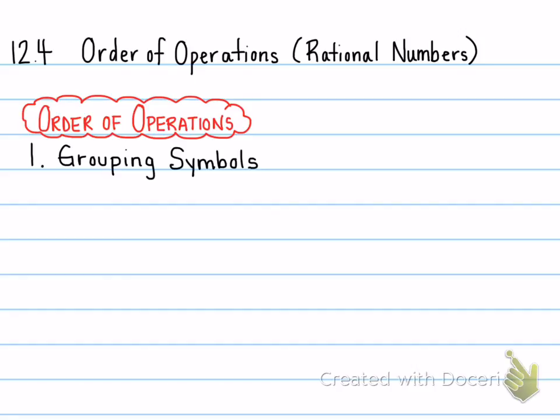I want you to remember that grouping symbols can be anything from fraction bars, where you have to solve what's on top and what's on the bottom separately before you can simplify. We also have parentheses, and outside of that we have brackets. Those are all things we look for as far as grouping symbols. The second thing we look for is exponents. Now we do need to learn a little bit in this section.